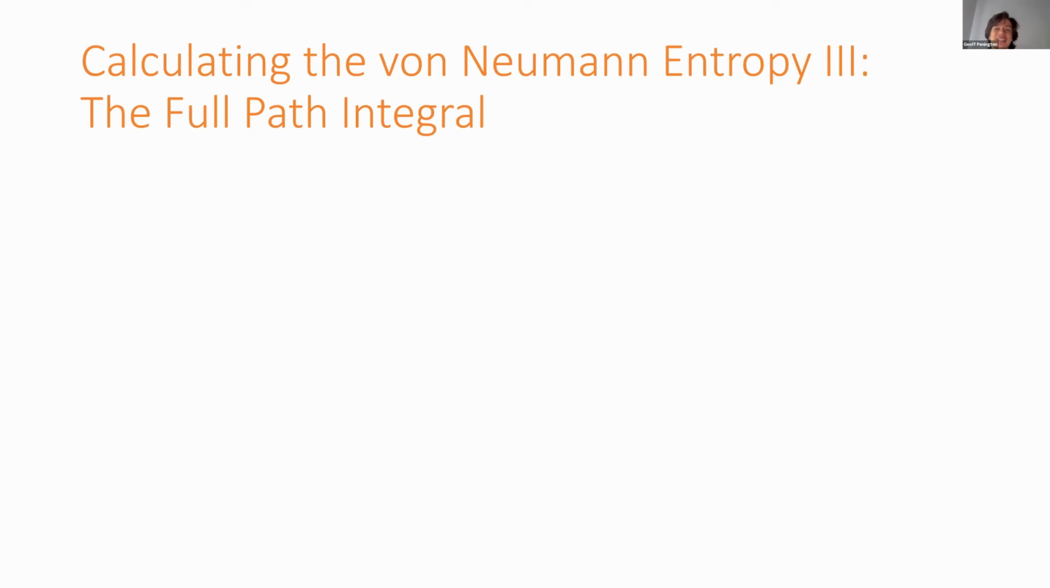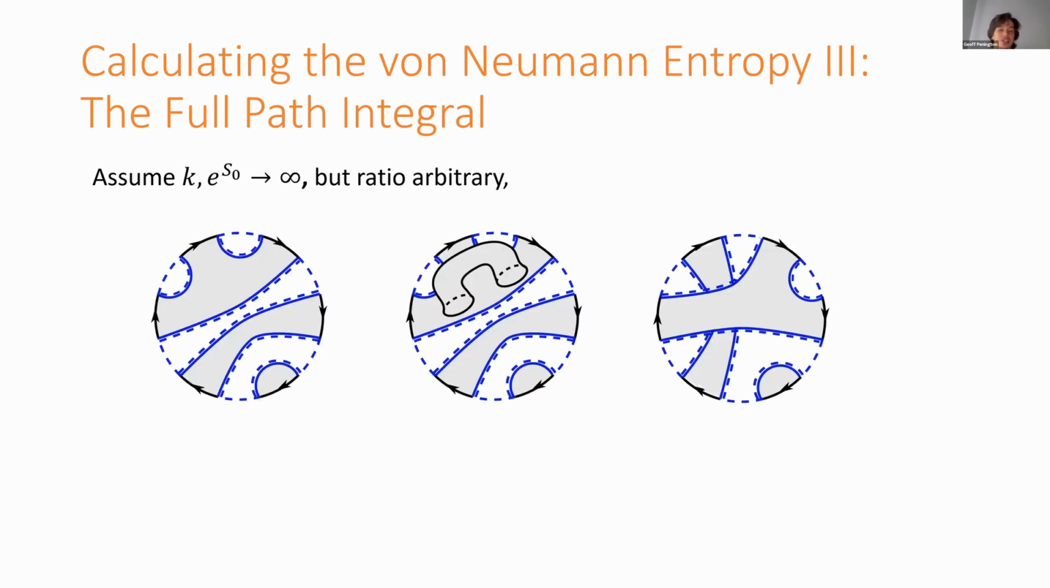Okay. So we want to actually compute the full von Neumann entropy using the full path integral. So now I'm going to assume that both k and the Bekenstein-Hawking entropy are very large, but I'm not going to make any assumptions about their ratio. So what topologies matter in this case? Well, it turns out it's the ones that are planar, that can be drawn on a single sheet of paper. For example, this one is a planar topology that contributes in this limit.